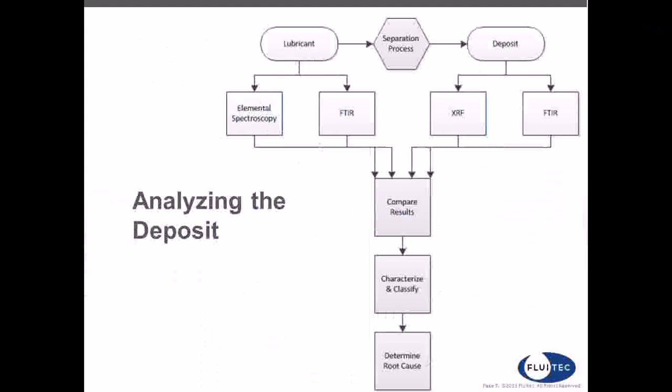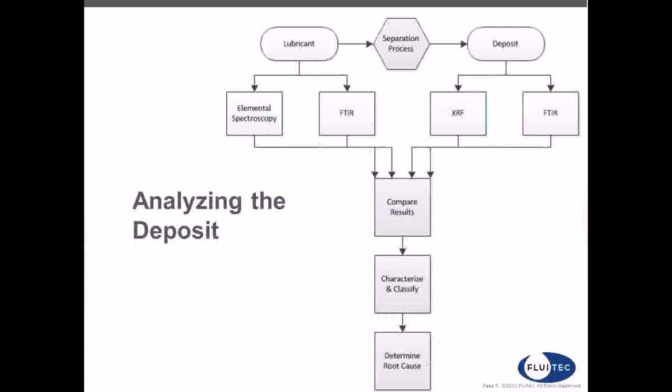So we try to gather as much information as possible from the lubricant, as much information as possible from the deposit, and then we put our CSI investigative hat on, and we try to piece all of this together, compare the results, and try to characterize and classify the lubricant. Essentially what we're trying to do is take all of this evidence from the lubricant and the deposit, and then use this evidence to piece together historically what may have happened to cause the fluid to degrade in a certain way and this deposit to be created. And ultimately, through this process, we want to try to determine the root cause of this.